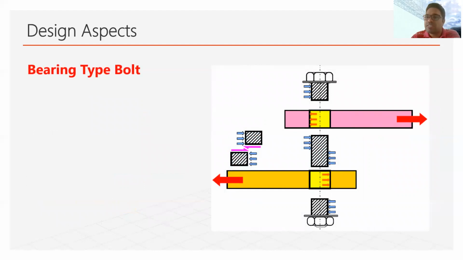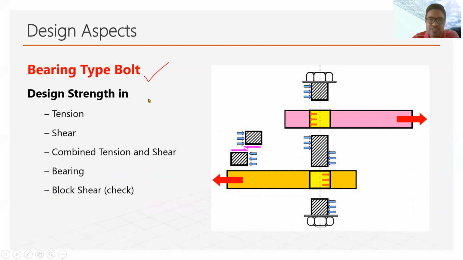So now coming to the design strength of the bolt, and now specifically we are talking about the bearing type of bolt. The bearing type of bolt may have strength in tension, it may have strength in shear, it will have strength in combined tension and shear, and the bolt will also have strength in bearing and block shear. This block shear aspect will be covered later in another topic. I will just be giving you a glimpse of this failure.